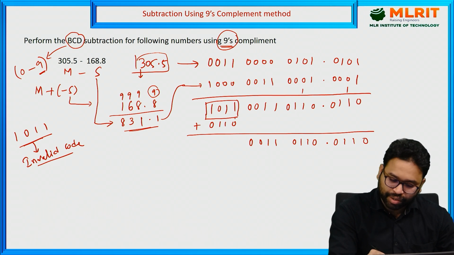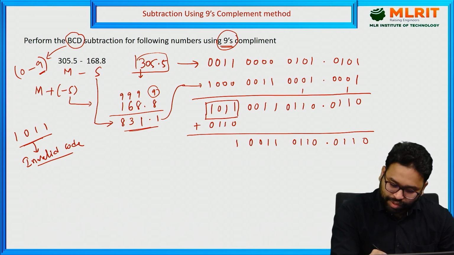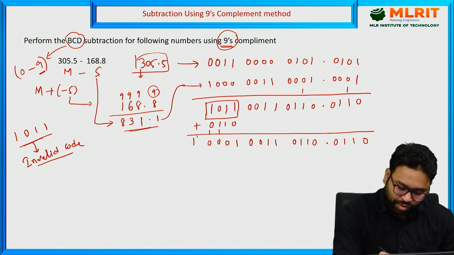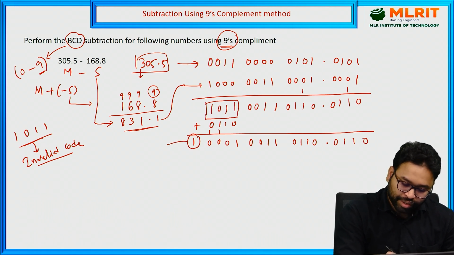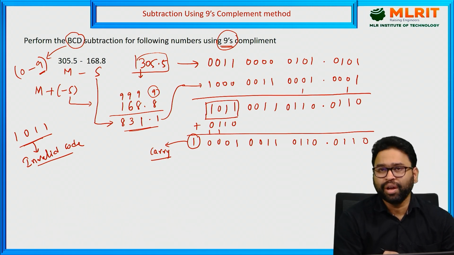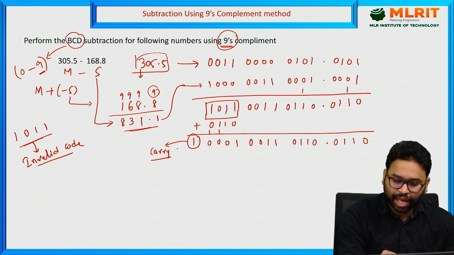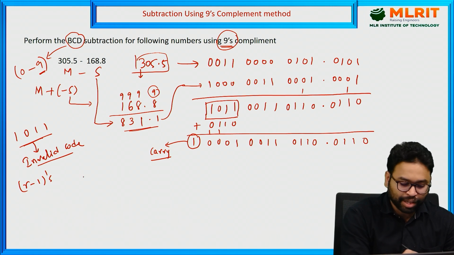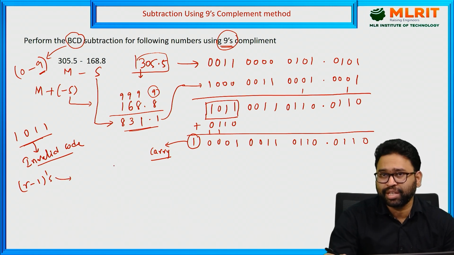Now here 1 plus 0 is 1; 1 plus 1, it is 0. You can observe that after adding this value, it is generating a carry value. Now whenever it is generating a carry while performing the r minus 1's complement, simply add this carry to the least significant digit.